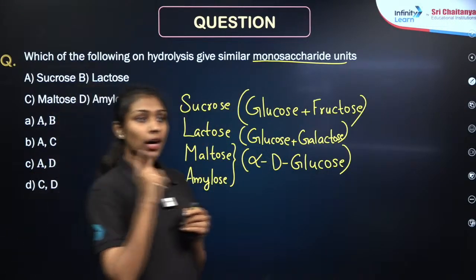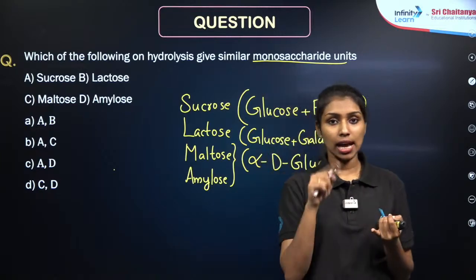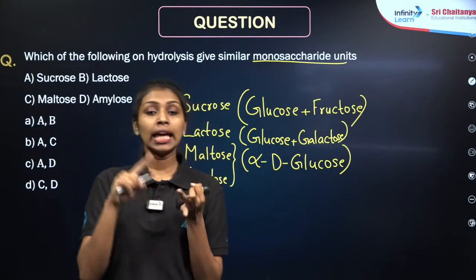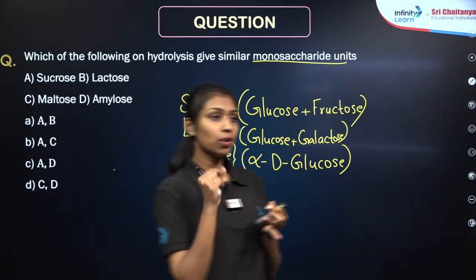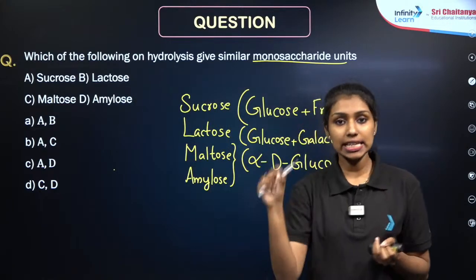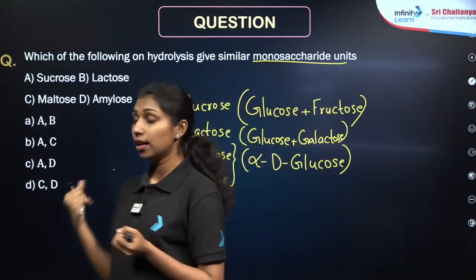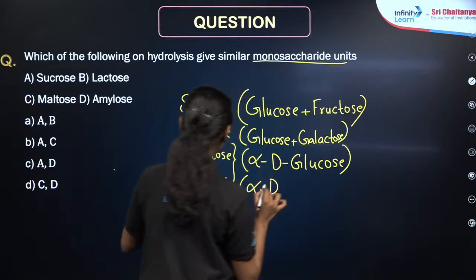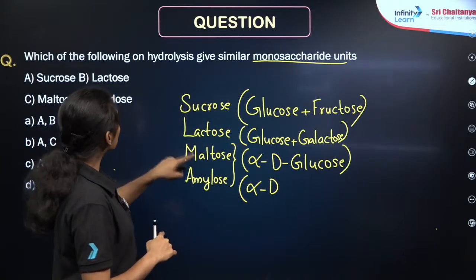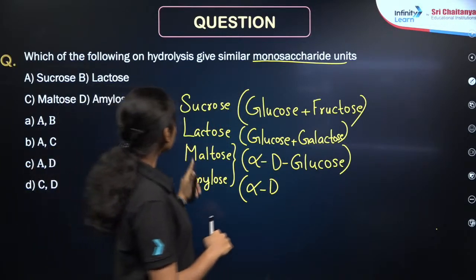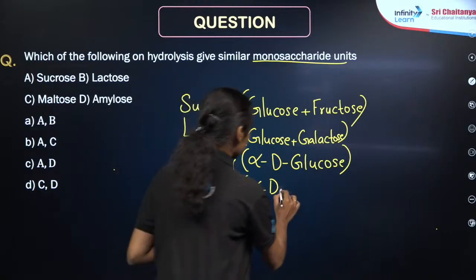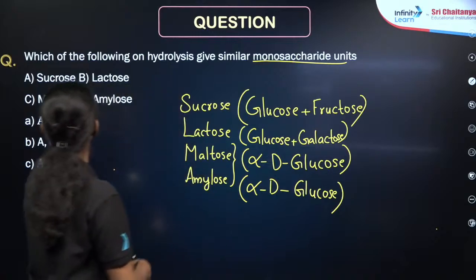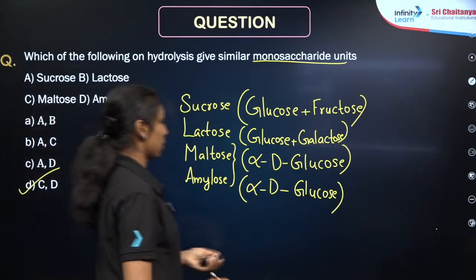Then amylose is the water soluble part of starch. Starch is a polysaccharide that contains two parts, one is amylose and another one is amylopectin. In the case of amylose, there will be alpha D glucose structures in a linear chain, formed between two alpha D glucose units. So we can say that maltose and amylose are the two polysaccharides that give similar monosaccharide units. So C and D, which means option D will be the correct answer here.